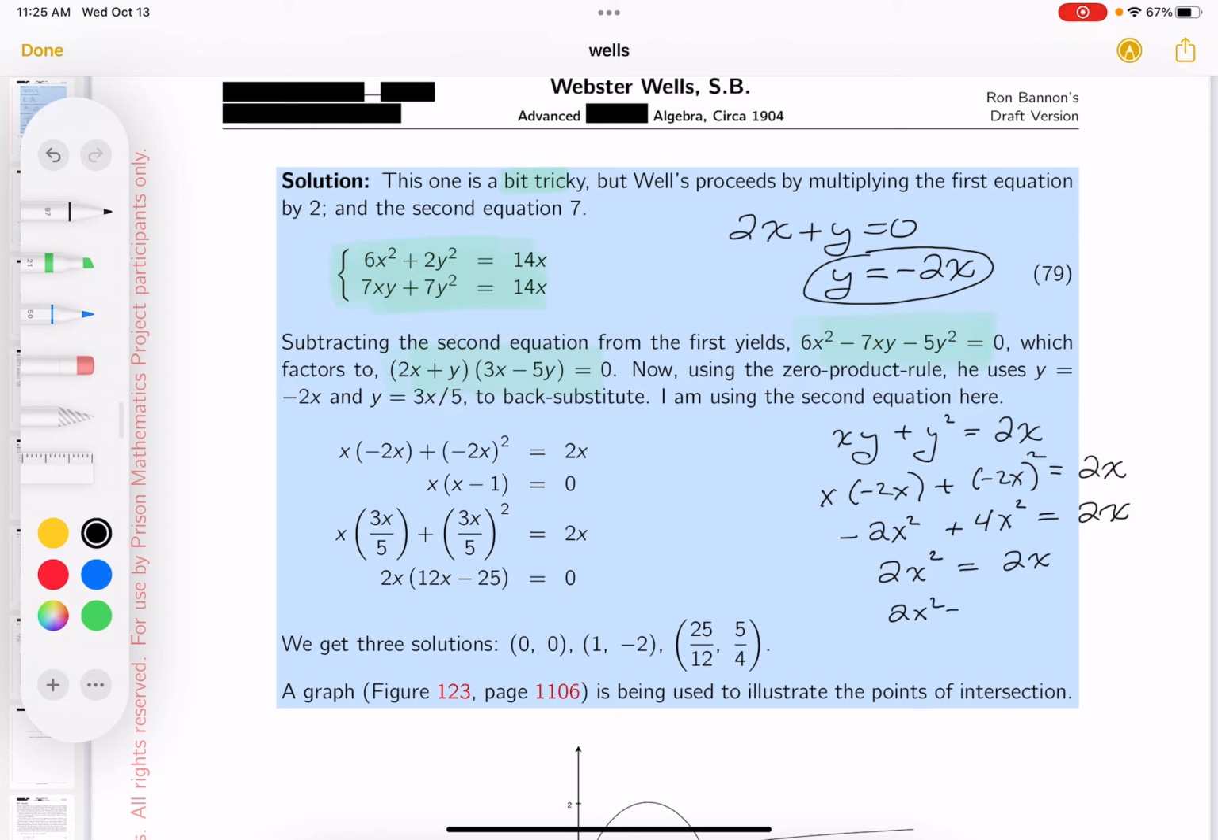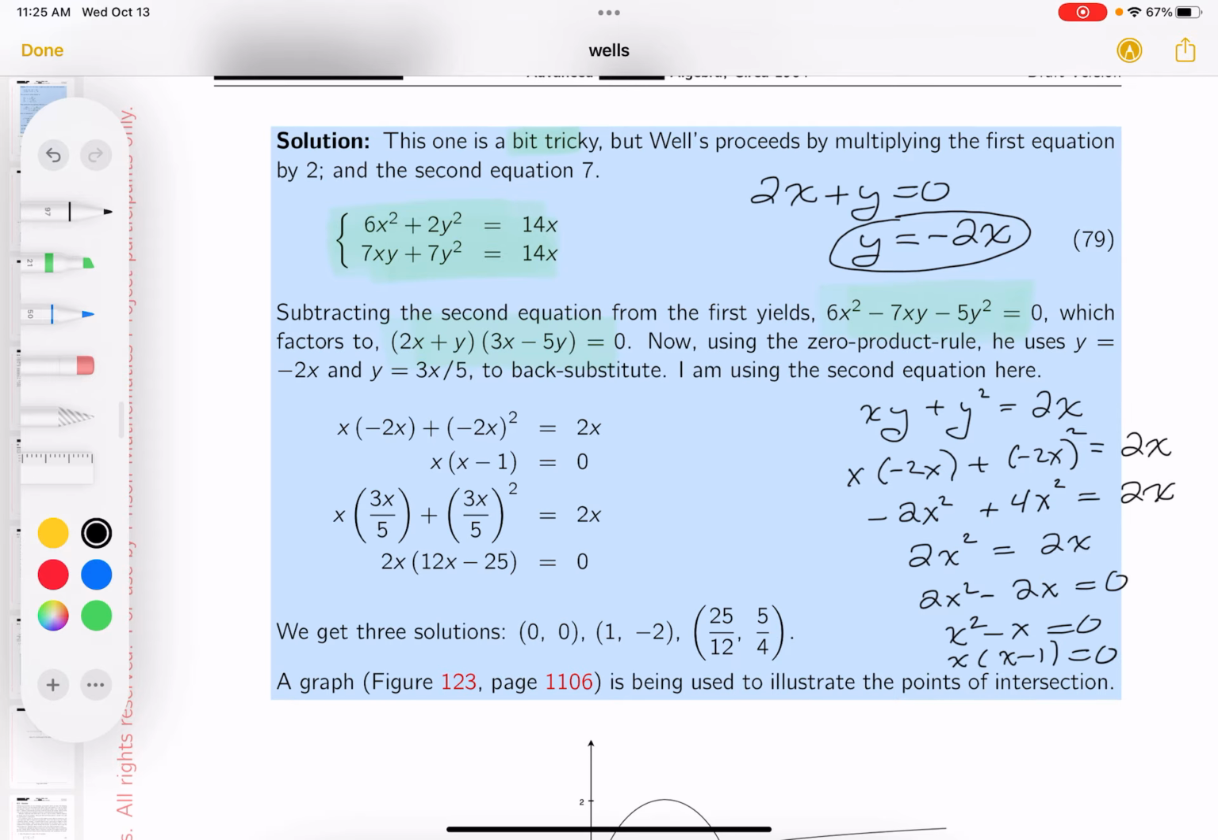2x squared minus 2x equals 0. I'm still using that zero product rule, by the way. I'll divide both sides by 2. You get x squared minus x equals 0. And what do you get? X minus 1 equals 0. All right? We met this milestone over here. What do I know about x now? X could be 1 or x could be 0.